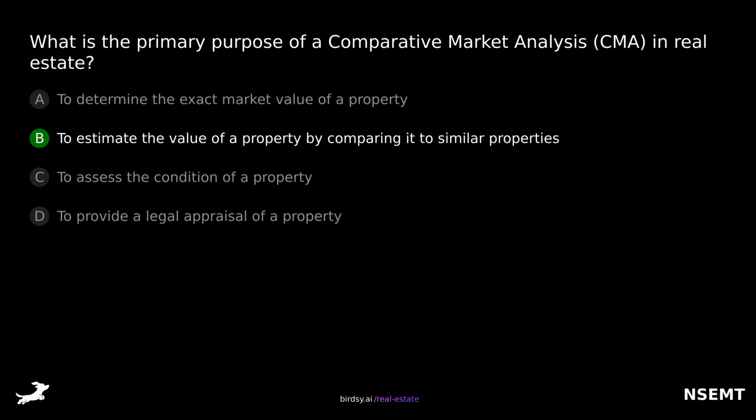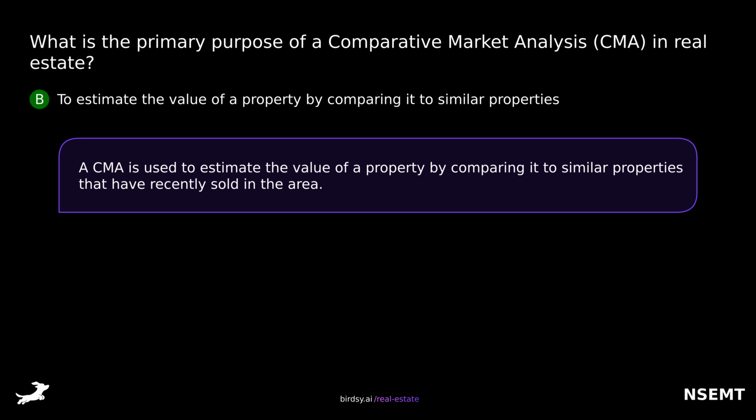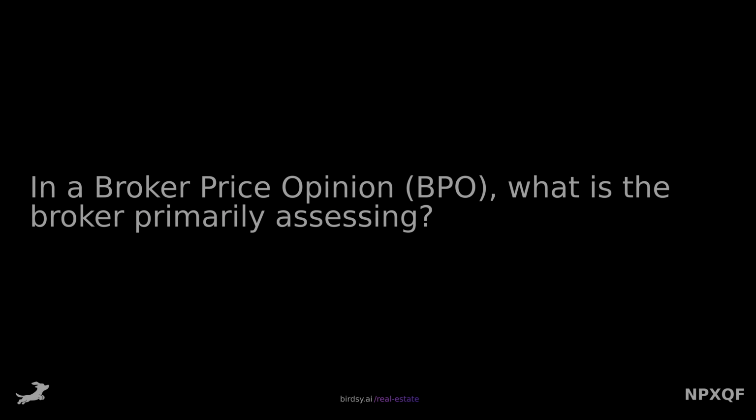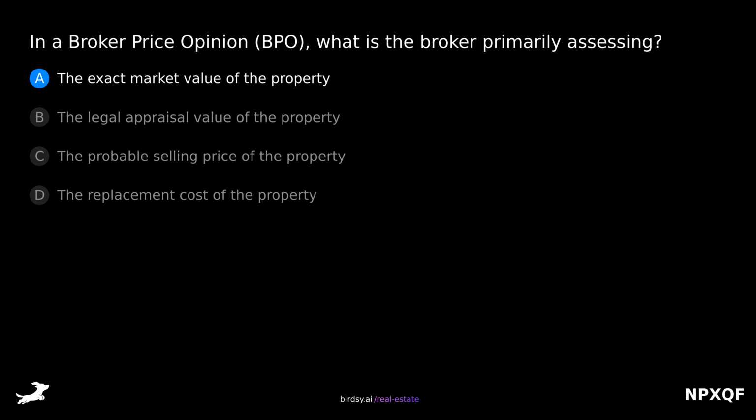properties. A CMA is used to estimate the value of a property by comparing it to similar properties that have recently sold in the area. In a broker price opinion, what is the broker primarily assessing? Is it A, the exact market value of the property, B, the legal appraisal value of the property, C, the probable selling price of the property, or D, the replacement cost of the property?